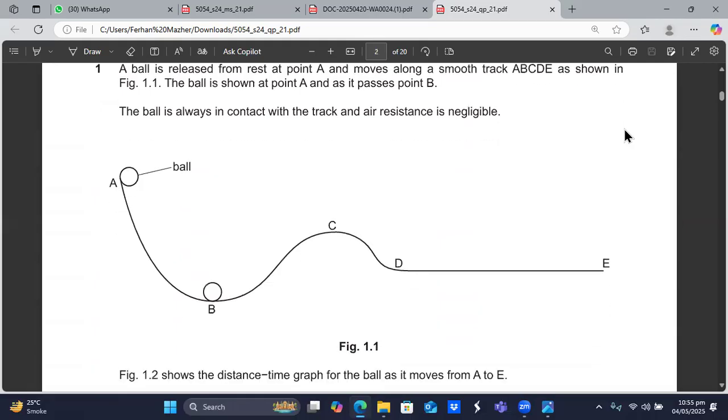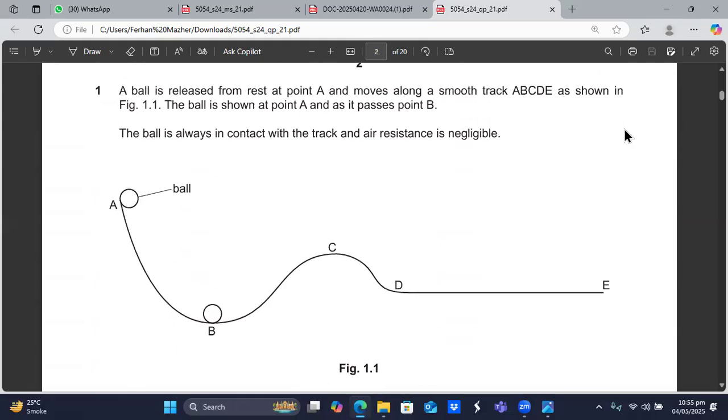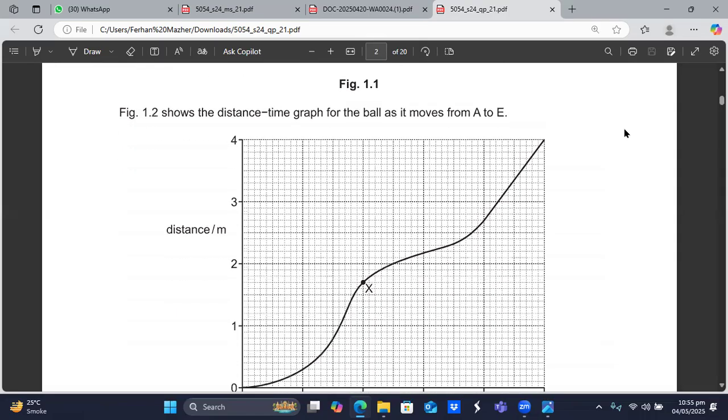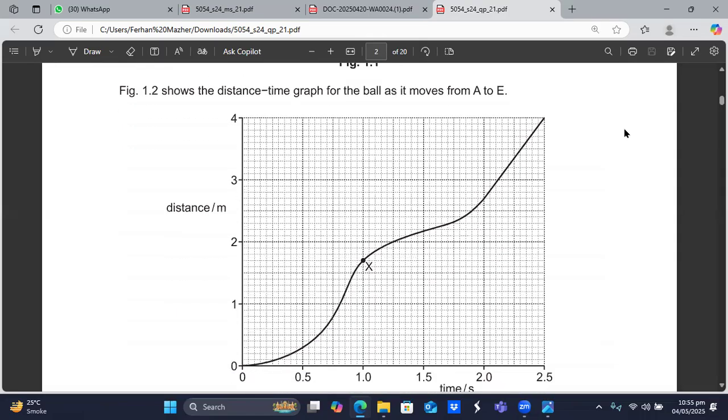The question number 1 coming up on your screen. A ball is released from rest at point A and moves along a smooth track A, B, C, D, E as shown in figure 1.1. The ball is shown at the point A, and as it passes point B, the ball is always in contact with the track and air resistance is negligible. Figure 1.2 shows the distance time graph for the ball as it moves from A to E.